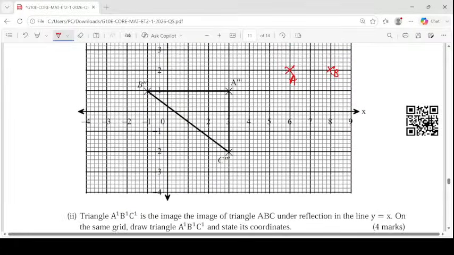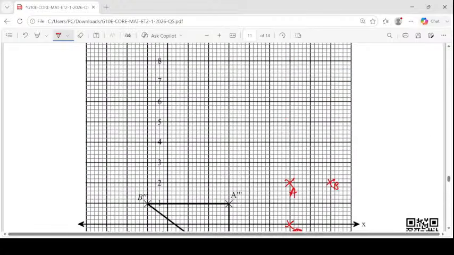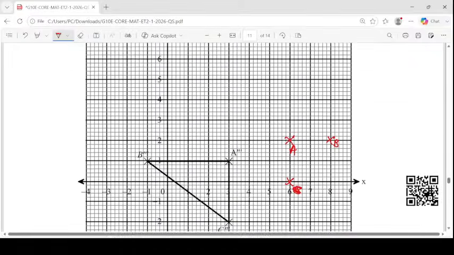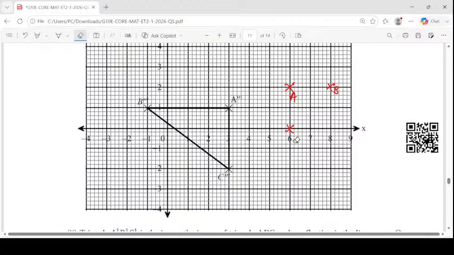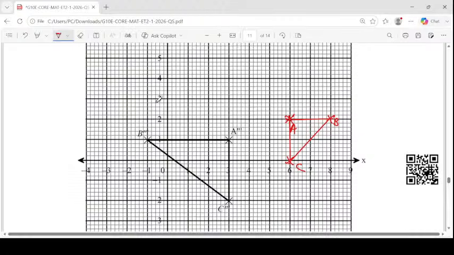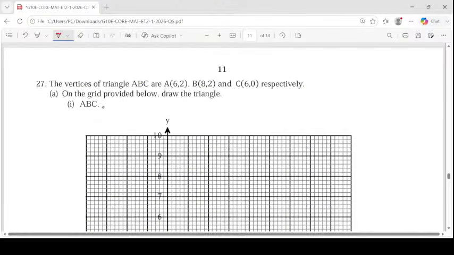6, 0 is here. That's our C. Then let's join A to B. Yes, this is our C. We are now joining to form our triangle that way. Doing like that, you're done with that.